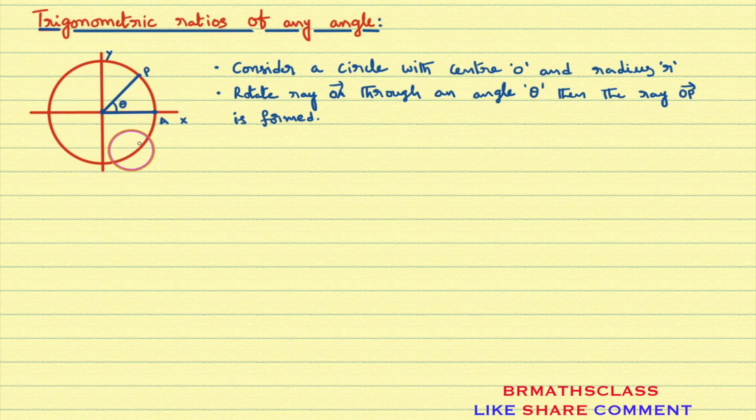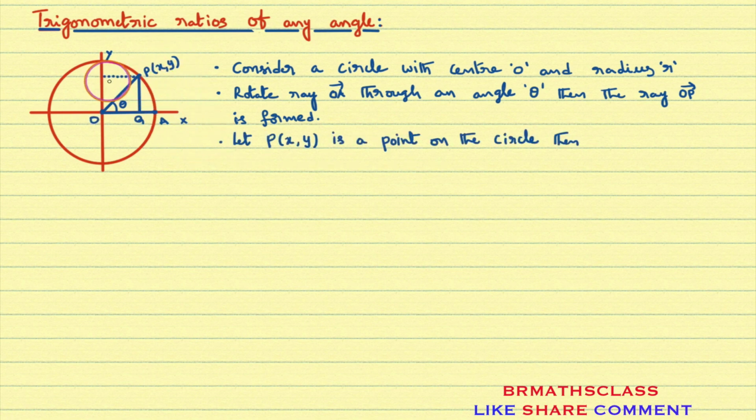First, consider a circle with center O and radius R. Now observe the ray OA. The ray OA is rotated through an angle theta, then the ray OP is formed. What is P here? P is a point on the circle. I'll take P as (x, y). Let P equal to (x, y) be a point on the circle.